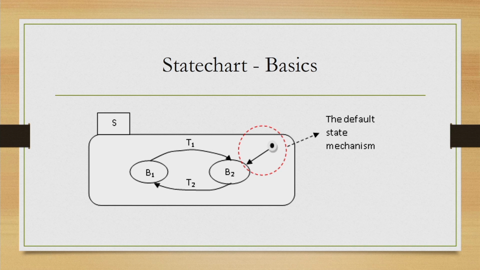So, in this figure, the concepts are highlighted. Now, this filled circle with arrow, which is shown within this red dotted circle, is the default state mechanism that we have just mentioned. So, whenever the superstate S is active in the overall state chart, then the default state mechanism indicates that B2 should become active.